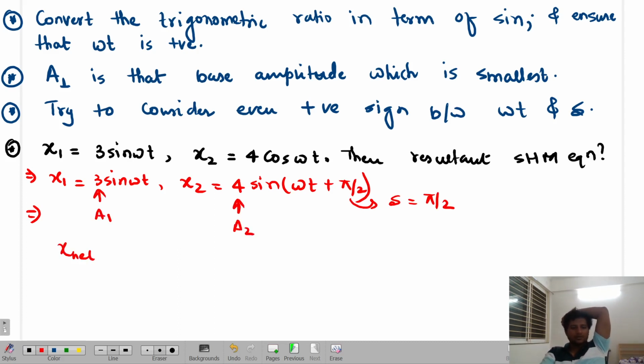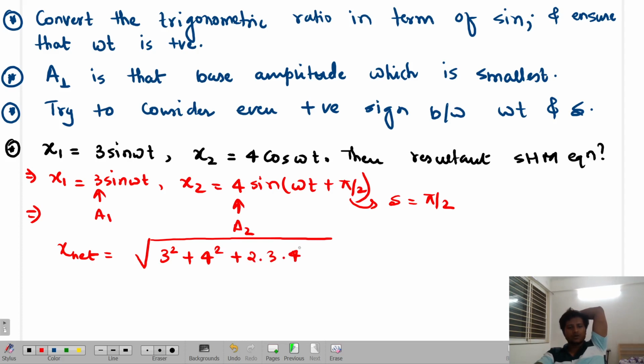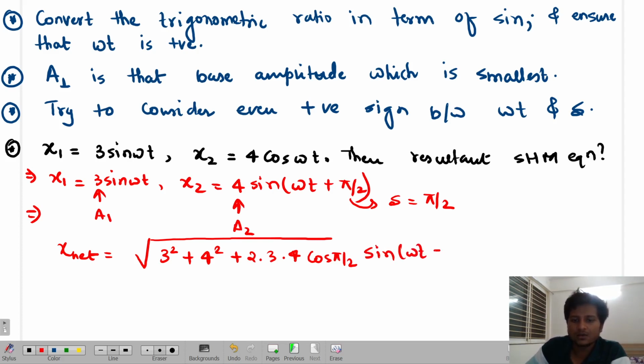So x net will be what? Root under, it will be how much? 3 square plus 4 square plus twice 3 into 4 cos pi by 2, and into sine of something, all those terms, isn't it? So basically, if I put sine omega t plus that will be tan inverse. I'll write directly as 5 first of all. I'll directly calculate 5 over here. 5 will be tan inverse.